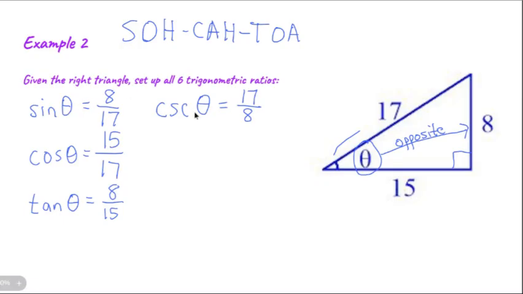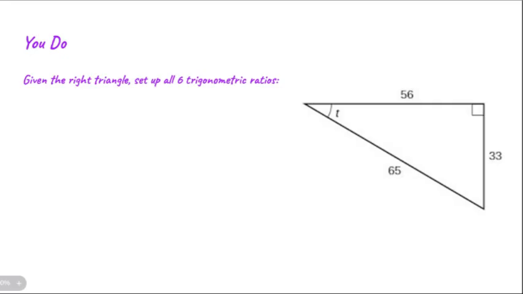Each pairing, one should have a co and the other one won't. So cosecant and just sine, whereas this one is cosine and secant. Secant would be the reciprocal of cosine, so that would be 17 over 15. And then cotangent of theta, reciprocal to tangent, is 15 over 8. And we're done. Go see if you can try this one on your own.